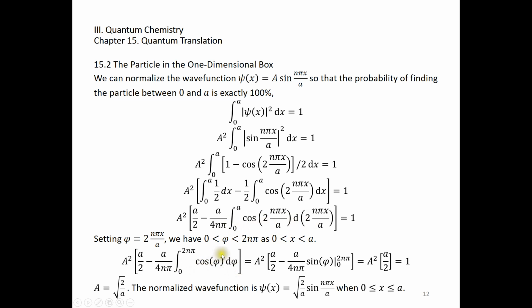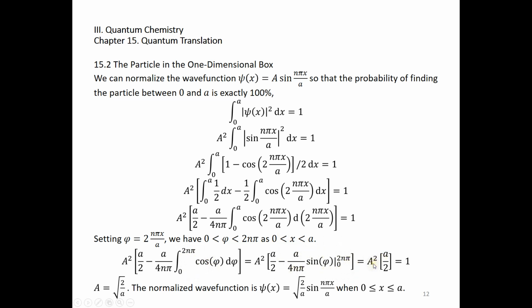We also need to take care of the lower limit and upper limit. So x has a lower limit of 0, upper limit of a, and phi is 2n pi x over a. So we need to plug in the lower limit and upper limit of x in here, so that we see the lower limit of phi is also 0, but the upper limit of phi is 2n pi, because when you put x equals a in here, a and a cancel. So we need to integrate cosine phi from 0 to 2n pi. The integral of this is sine phi. Well, sine 2n pi is 0, sine 0 is 0, so this term is going to be just 0.